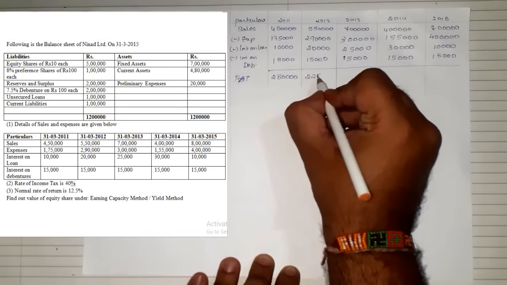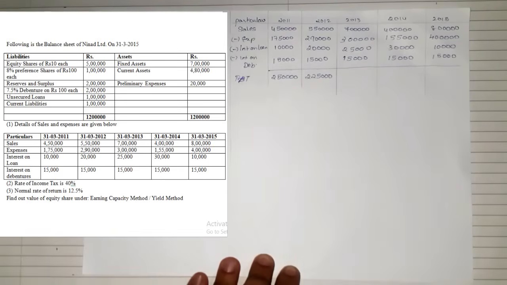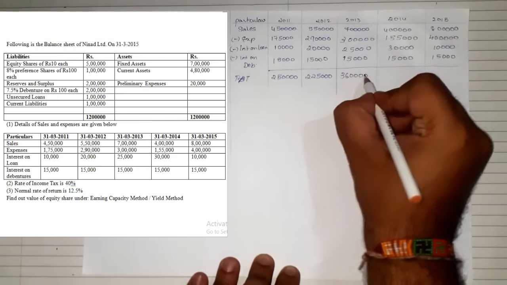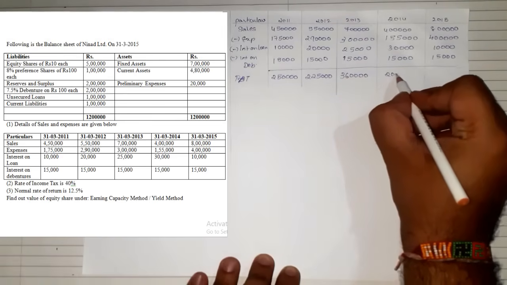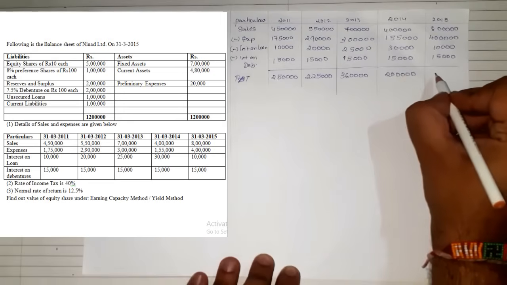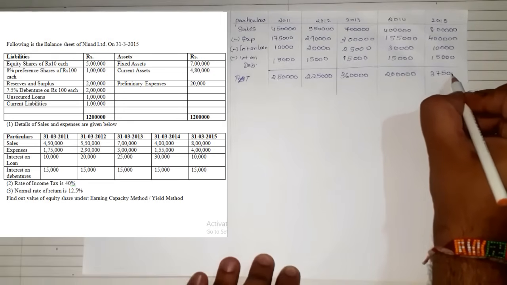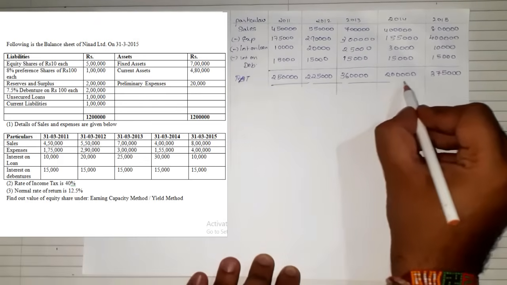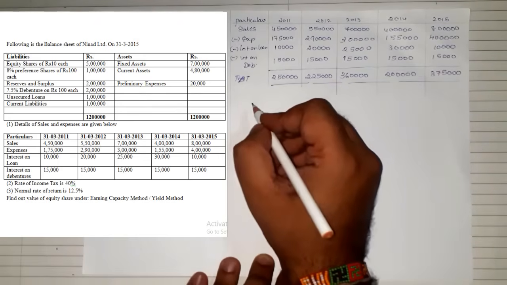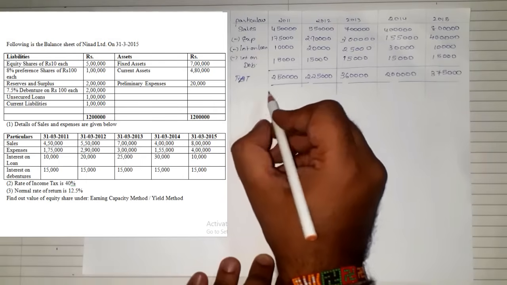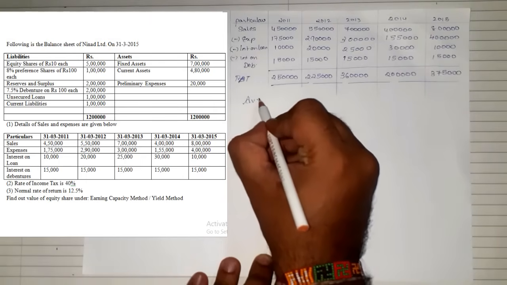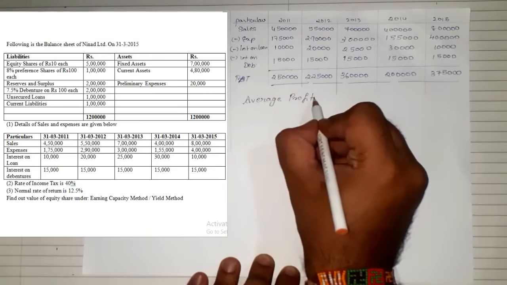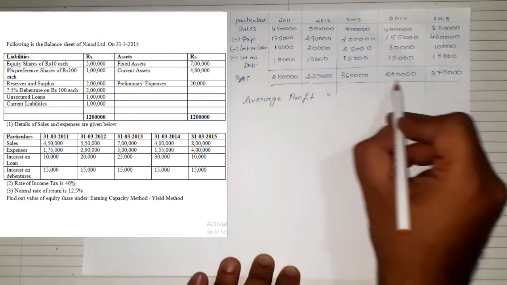Next is 2,25,000. The third one is 3,60,000. The fourth one is 2 lakhs, and 3,75,000. Okay, once you have got your profit before tax, now we go as per our format. As per our format, we need to find average profit. Average profit before tax is nothing but the addition of all the profit before tax.